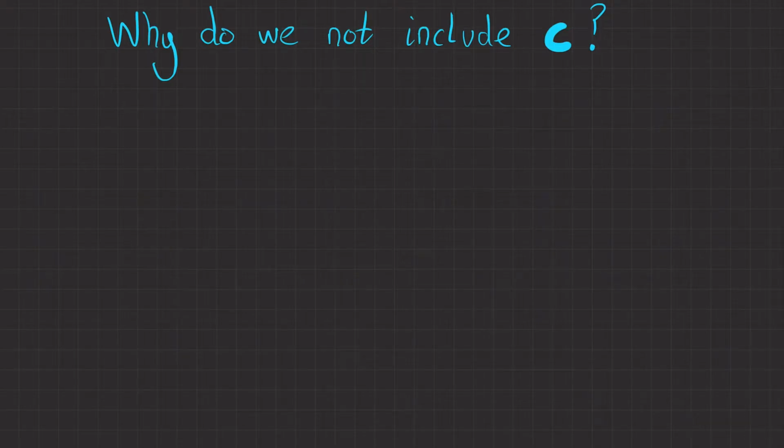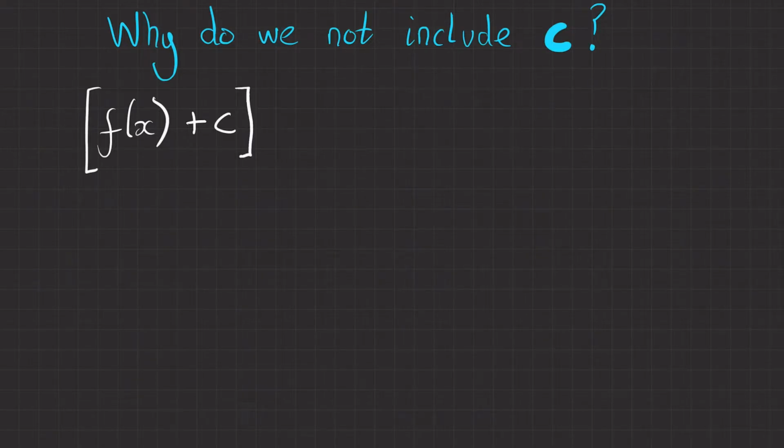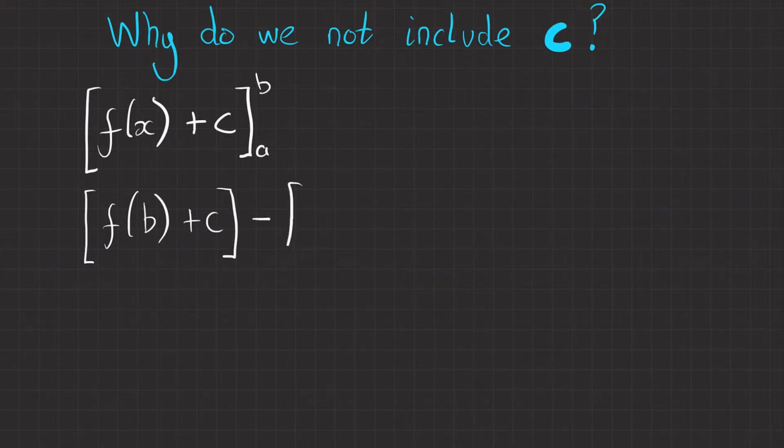So my question was, why do we not include c? Well, to try and keep this simple, if we had the function of x, so the integrated equation, it always includes plus c. So I'm just going to put the plus c next to it. Now that's bounded by the points a and b. If we substitute in these points, we'll have f of b plus c minus f of a plus c.